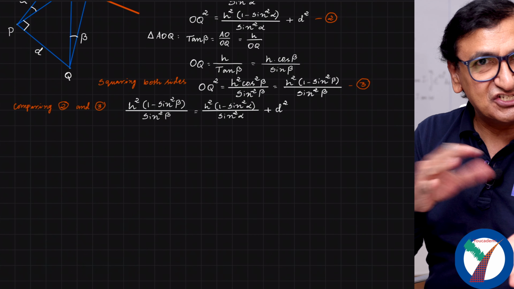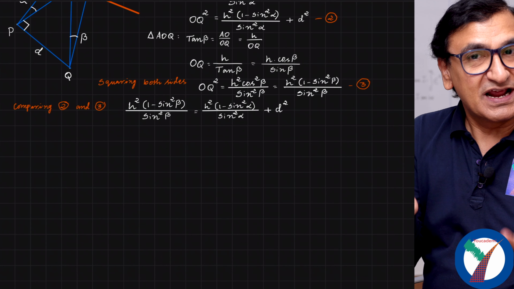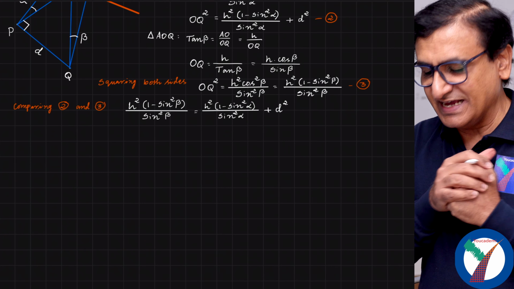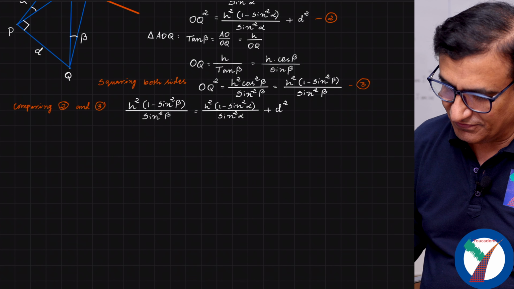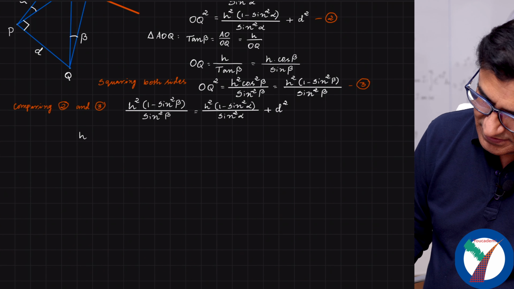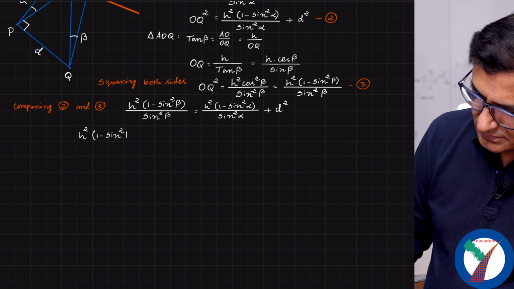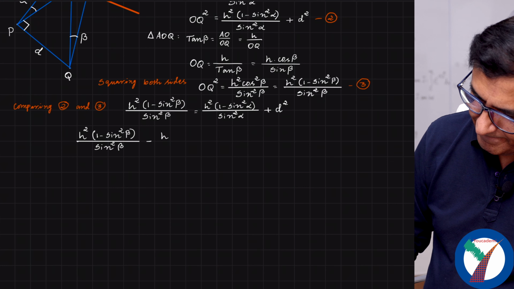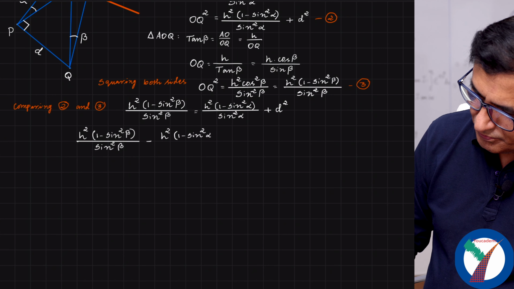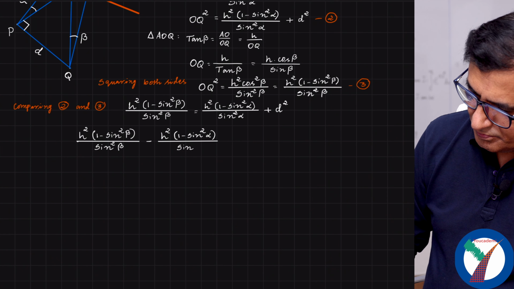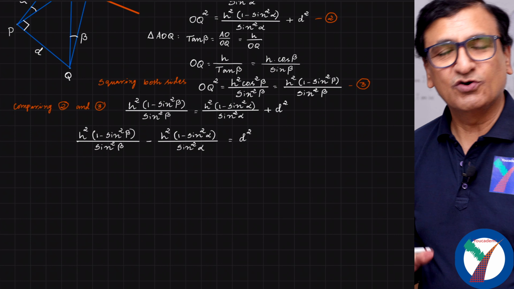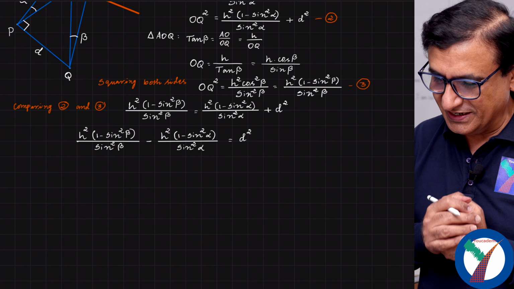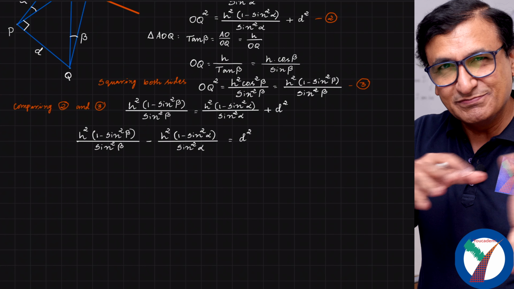Let's gather all h terms on one side. Subtract both sides with h square multiplied by 1 minus sine square alpha divided by sine square alpha. So that will give me this. Okay, cool. Now let us take sine square beta sine square alpha as a common denominator in our LHS and simplify the whole thing.